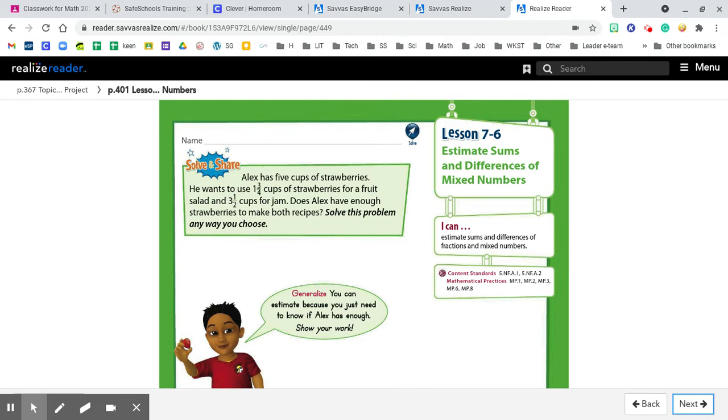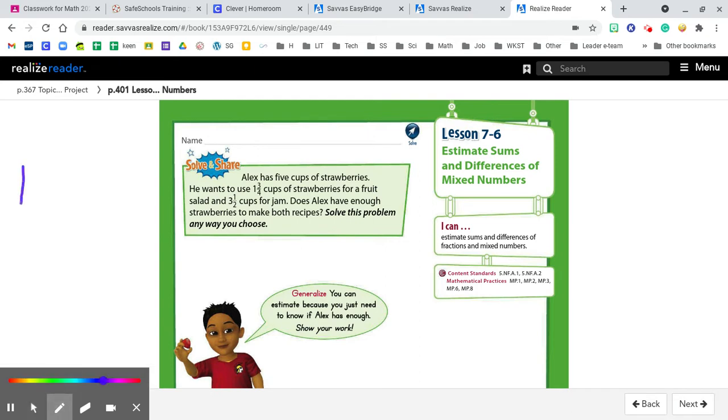Alex has 5 cups of strawberries. He wants to use 1 3/4 cups of strawberries for a fruit salad and 3 1/2 for jam. Does he have enough strawberries to make both recipes? So let's see, what do we have to figure out here? So we can use estimation.